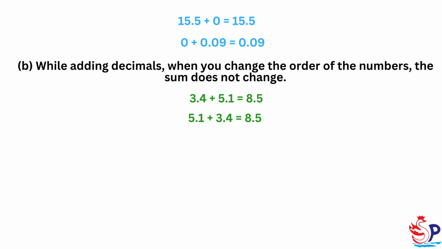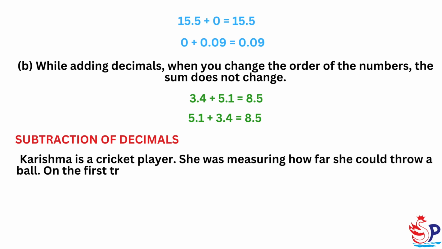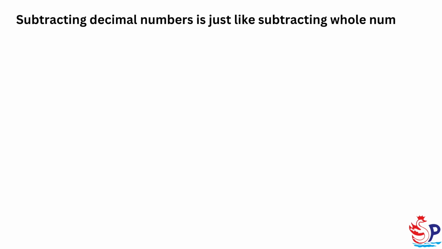Subtraction of decimals. Karishma is a cricket player. She was measuring how far she could throw a ball. On the first try, it went 18.5 meters. On the second try, it went 17.75 meters. How much further did it go on the first try? 18.5 minus 17.75 equals? Subtracting decimal numbers is just like subtracting whole numbers.